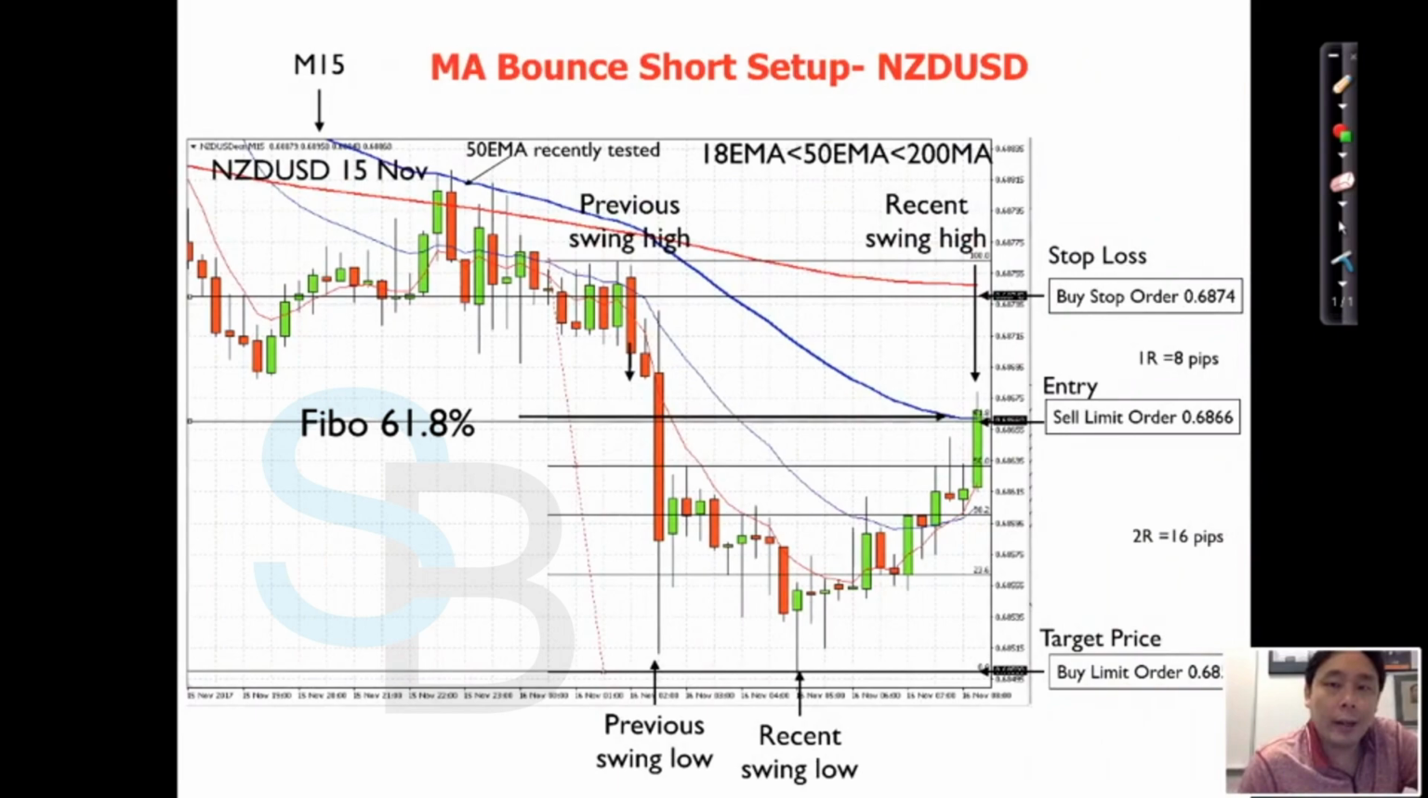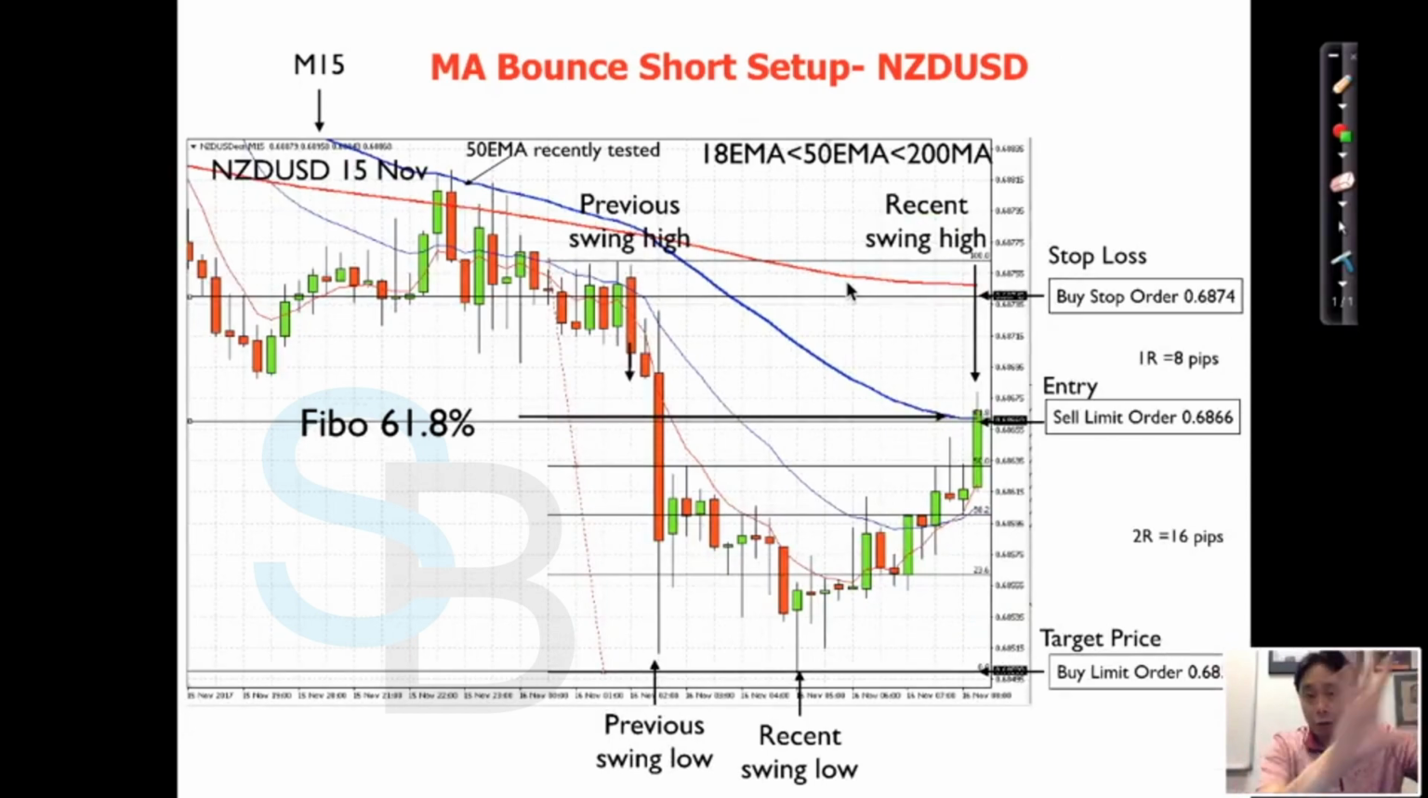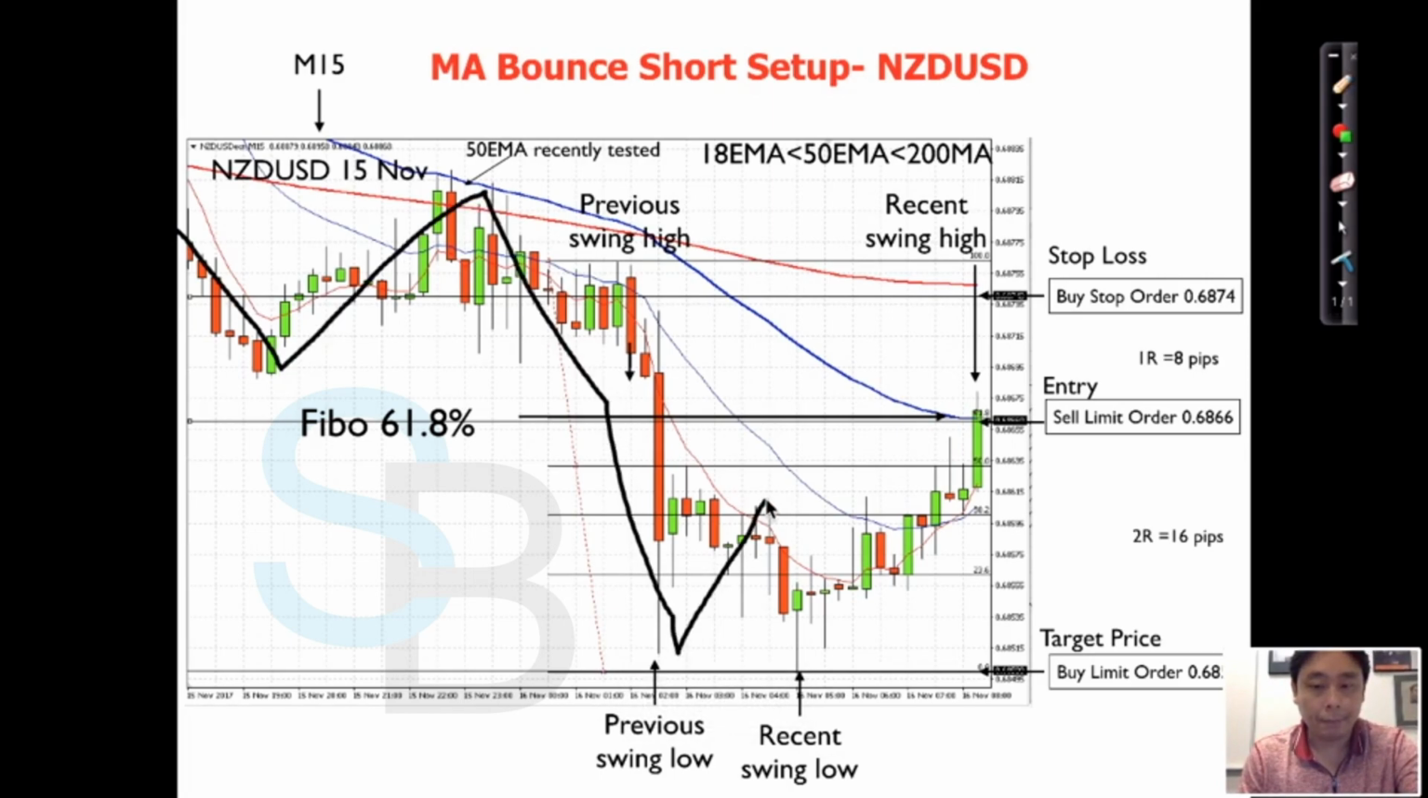On to the next trade. This is New Zealand USD, 15th of November. Again, a valid bounce short setup. Let's take a look at the rules. First thing is we see a clear downtrend with the moving averages in sequence. The 18 EMA, blue line, is below the 50 EMA, and that is below the 200 simple moving average. So a clear downtrend. You can see the pattern over there: goes down, goes up, goes down, goes up, down, and up. There we go.